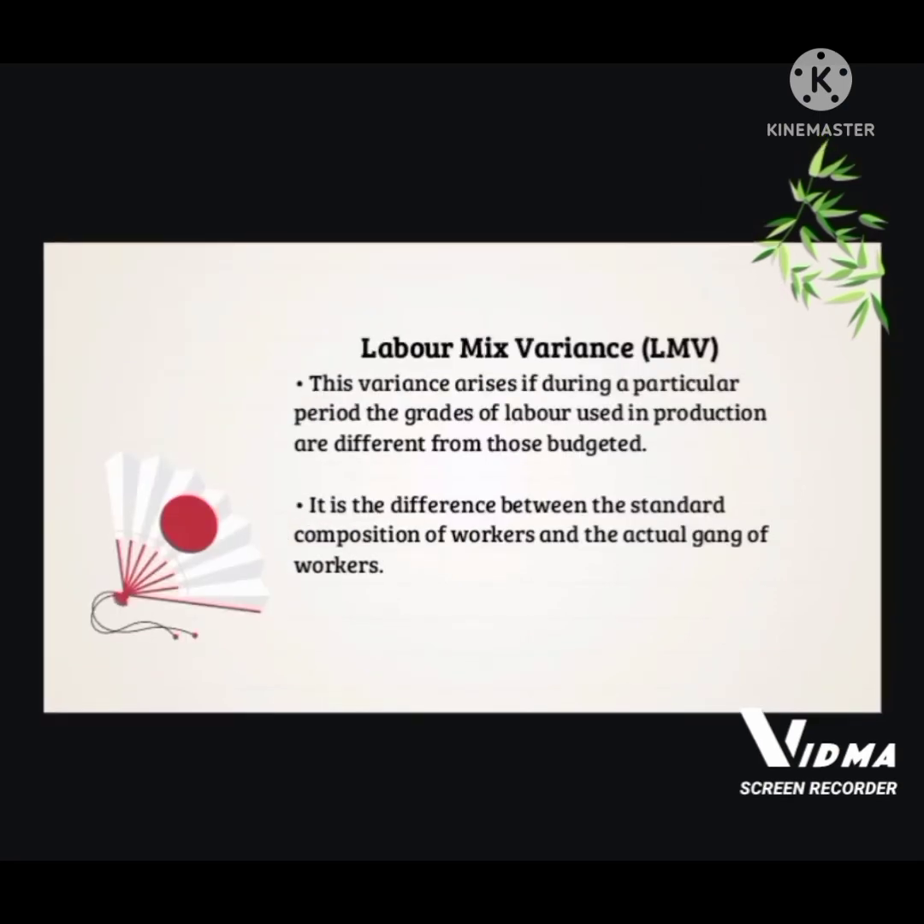Labor mix variance. This variance arises if during a particular period the rates of labor used in production are different from those budgeted. It is the difference between the standard composition of workers and the actual gang of workers. The labor mix variance formula is revised standard hours minus actual hours into standard rate. Revised standard hours equal total time of actual workers divided by total time of standard workers into standard time.